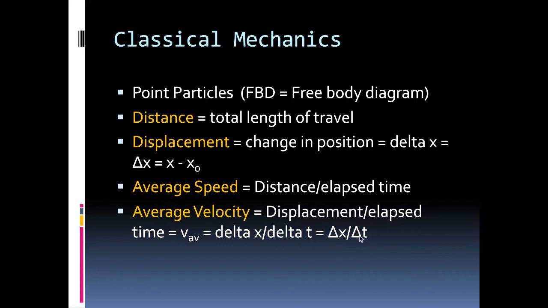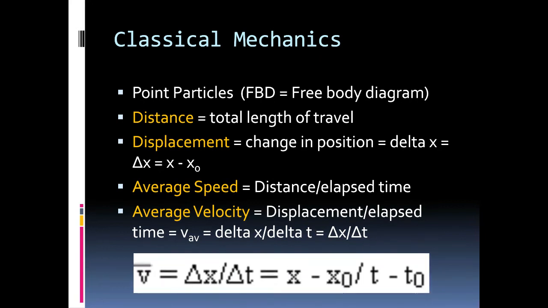Sometimes we just put t down here for time because one of the times is 0. We start our stopwatch at t equals 0, so we're just using the final time. There are ways of simplifying this. And here's another way to write average: you write v and you put a bar over the top, and it means v average. You might see that written. It just means the average velocity.